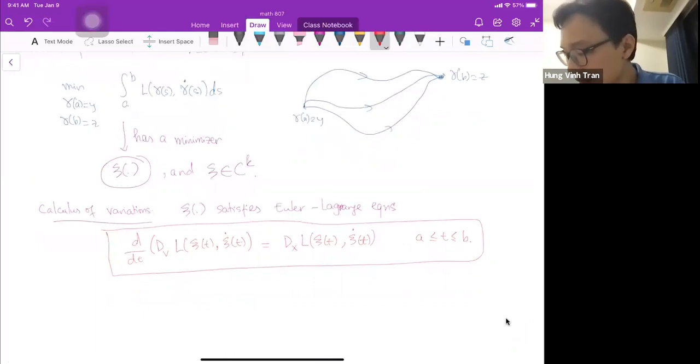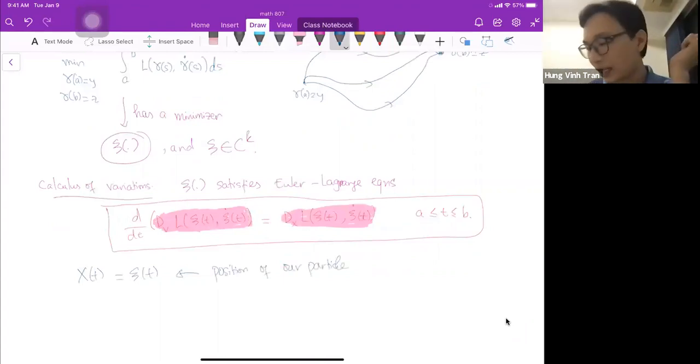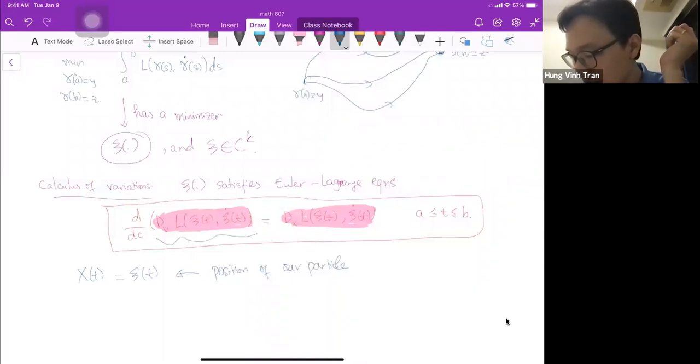What is remarkable here is that you have dv here, and dx here. And this is from the Lagrangian viewpoint. But what is remarkable is that if I let x(t) be just c(t), that is basically the position of our particle. You can say that your particle is going from y to z, trying to minimize its action, which is a normal first principle in physics, right? And this is nothing but p(t), right?